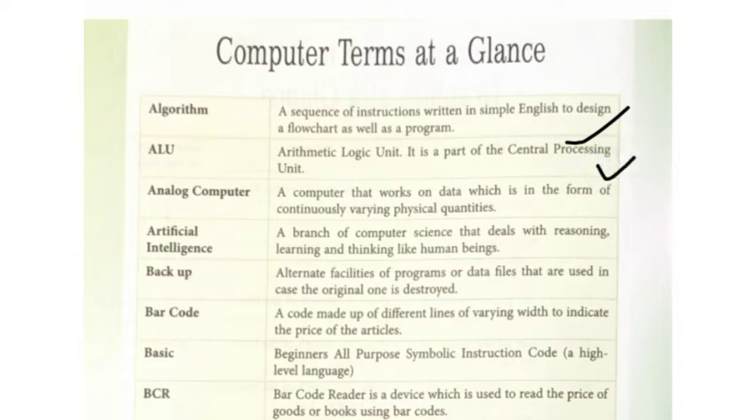Now next is analog computer. A computer that works on data which is in the form of continuously varying physical quantities. So we have studied there are different types of computer, analog and digital. Analog computer is where you get all the details in the form of physical quantity.